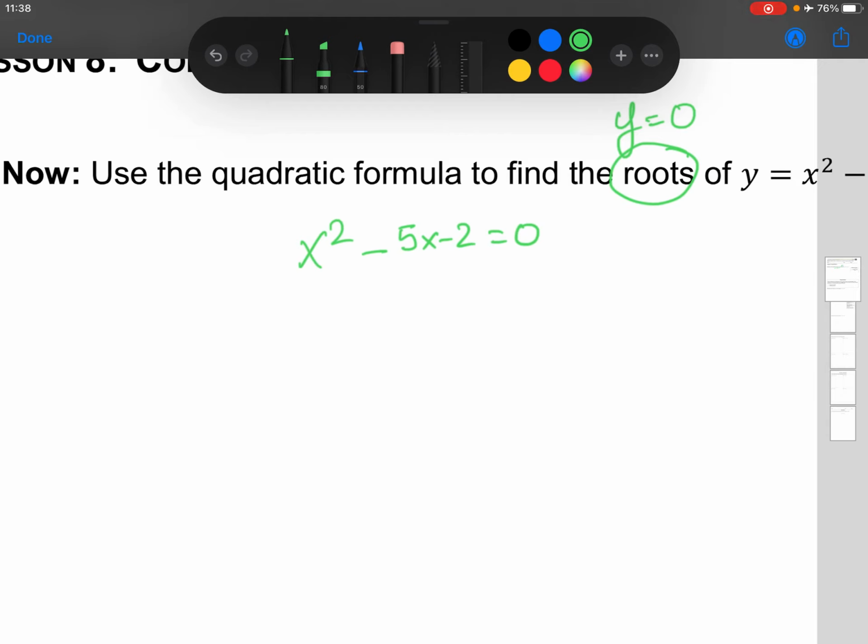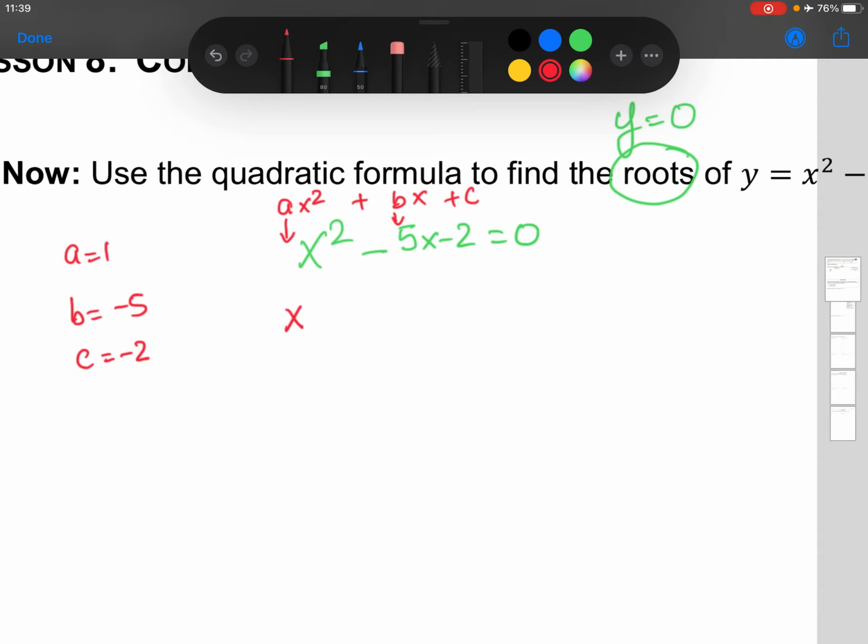Now we want to use the quadratic formula. Anytime you want to use the quadratic formula, everything should be set equal to 0. You cannot do it without setting it equal to 0. And remember, if you ever forget, your standard form is ax squared plus bx plus c. So what's in place of a here? It's 1. What's in place of b? Negative 5, and c is negative 2. It's always a is your coefficient of x squared, b is coefficient of x, and c is your constant.